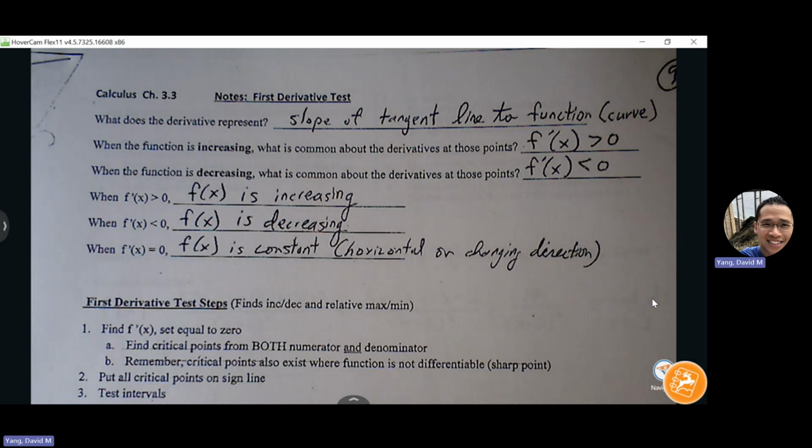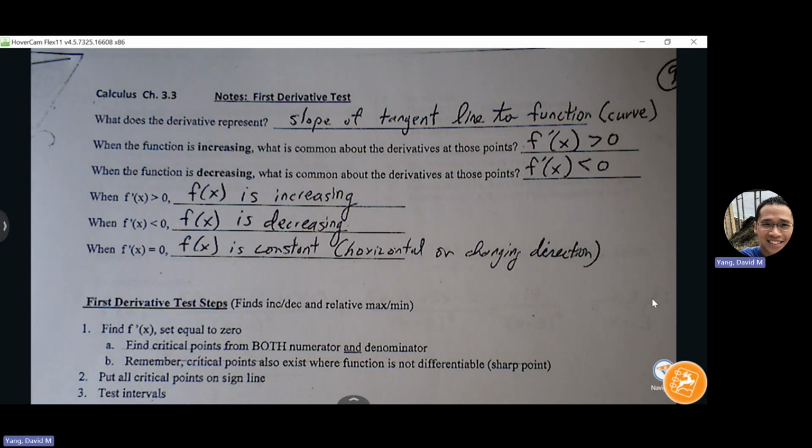In terms of is the graph rising? Is it falling? Does it experience a slope zero? So we're going to use the sign of a derivative to help us visualize how the graph is moving. Is it rising? Is it falling? Is it experiencing a slope zero? So when a function is increasing, what's common about the derivatives? F prime is going to be positive. When the function is decreasing, what's common about the derivatives is that f prime is going to be negative or less than zero.